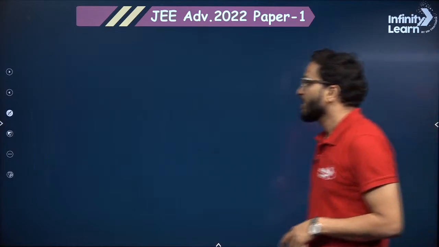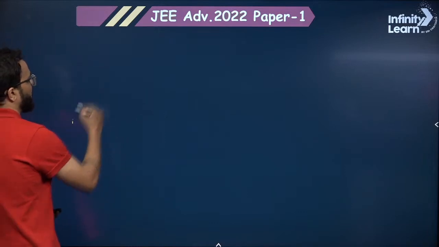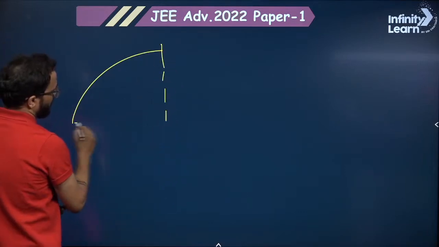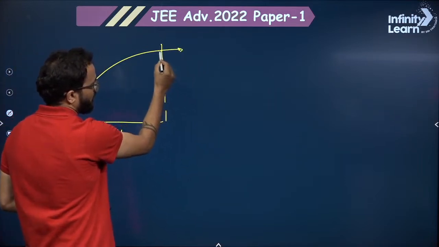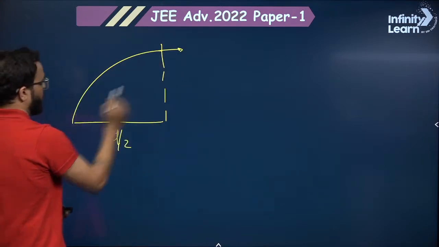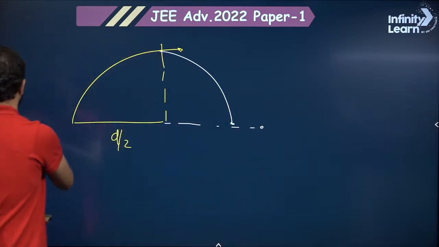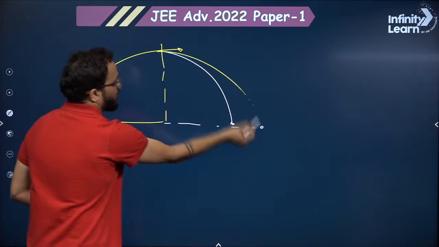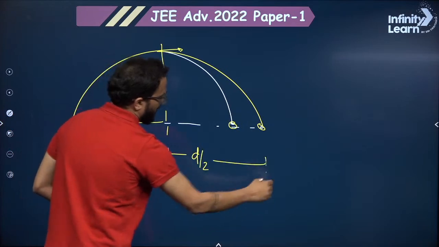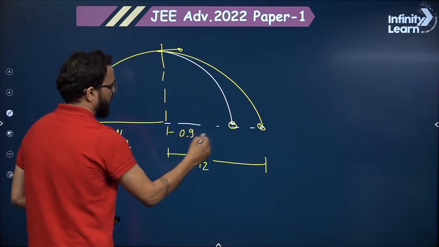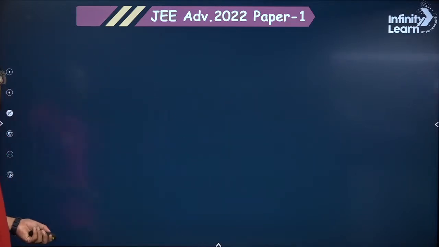Anyways, we already knew that if the value of g is going to increase, then definitely it will come down early, but the horizontal speed is constant. So for sure it will land somewhat before d, like here. The natural flow was to here, but it will come here. This distance was d by 2 up till here, and it came out to be 0.9 times d by 2. Okay, done? Okay, let's move on to the next question.